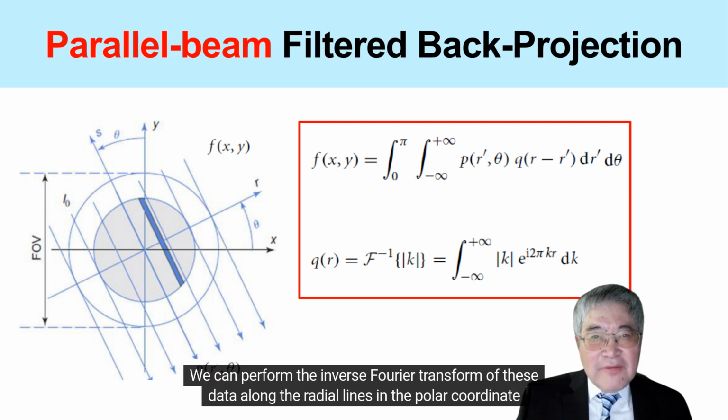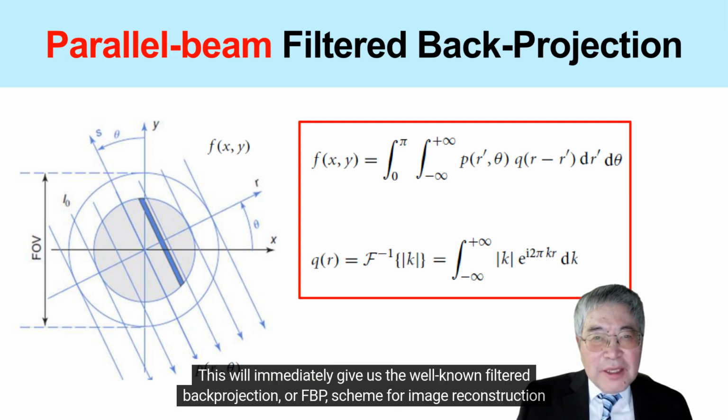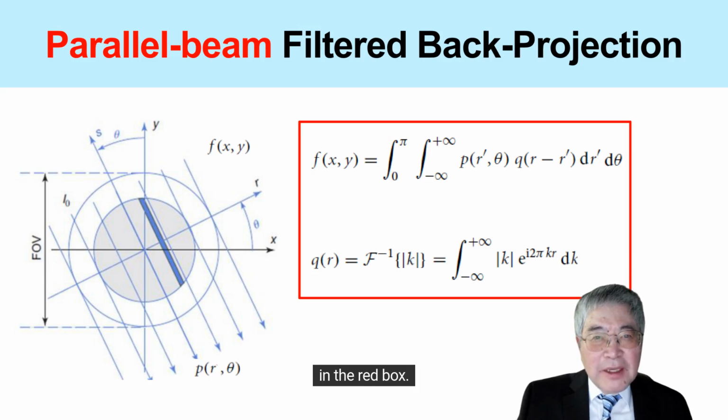We can perform the inverse Fourier transform of these data along the radial lines in the polar coordinate system. This will immediately give us the well-known filtered back projection, or FBP, scheme for image reconstruction in the red box. That is, CT is a Fourier imaging mode.